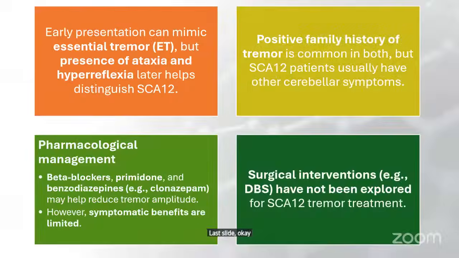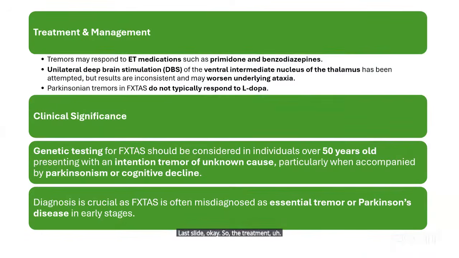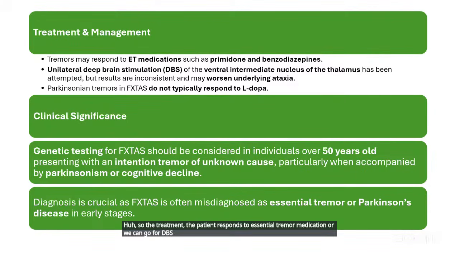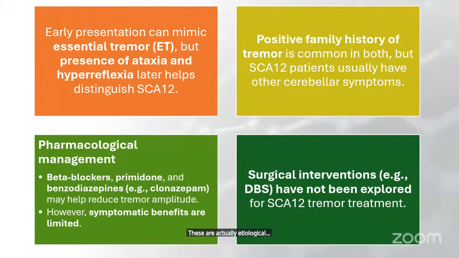So for the treatment, the patient responds to essential tremor medication, or we can go for DBS of the ventral intermediate nucleus of the thalamus. Next, the spinocerebellar ataxia syndromes, type 12. These are actually etiological causes of tremors.